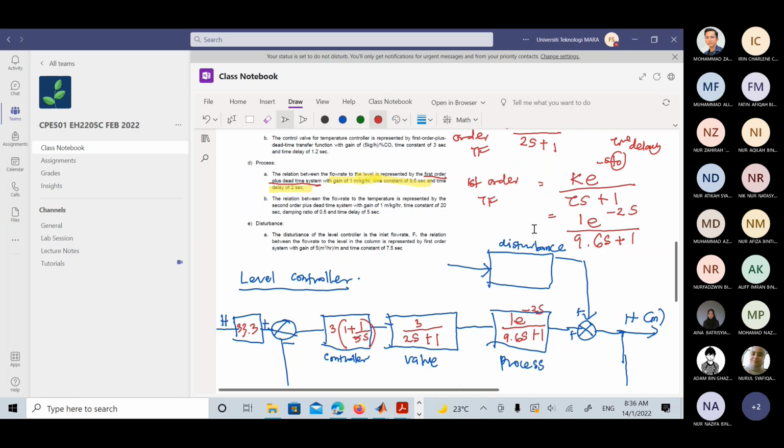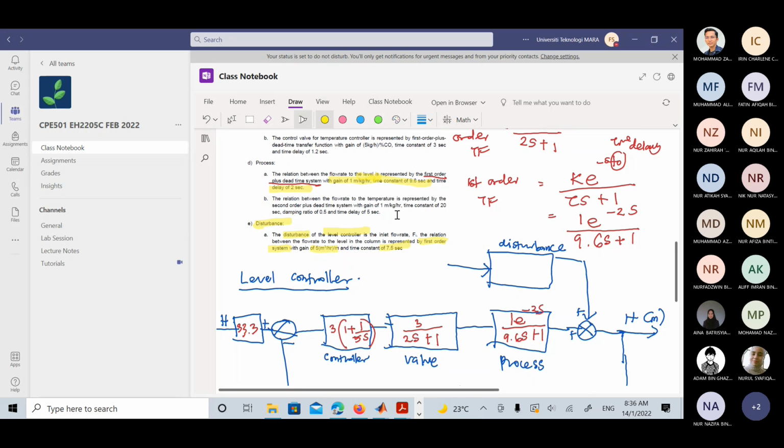Alright. And then disturbance. So kita pergi dekat disturbance. So disturbance, the information given for level controller, the inlet flow rate, the relation between the flow rate to the level in the column is represented by first order system. Alright, first order system with gain. Gain is given 5 cubic meter per hour divided by m, and the time constant is 7.5 seconds.